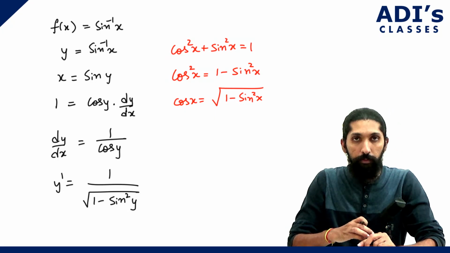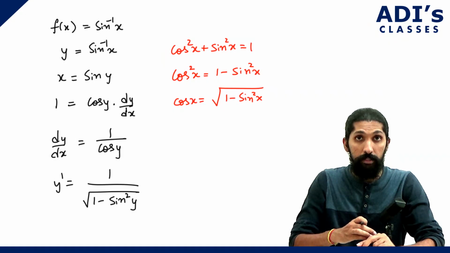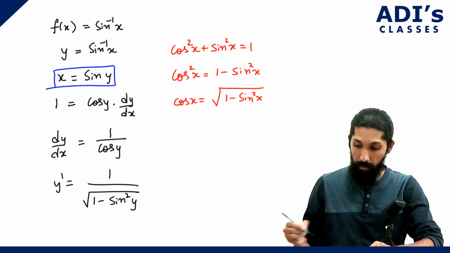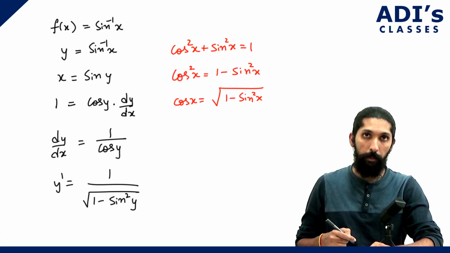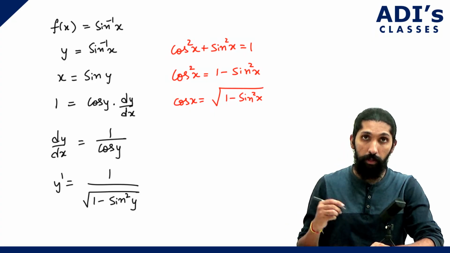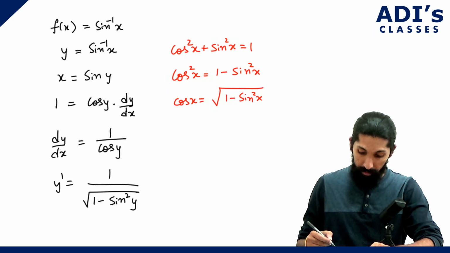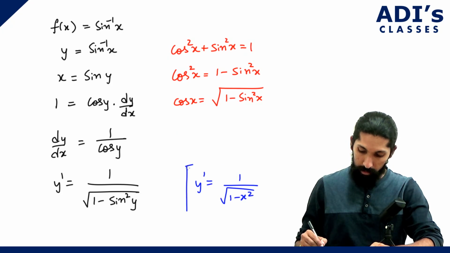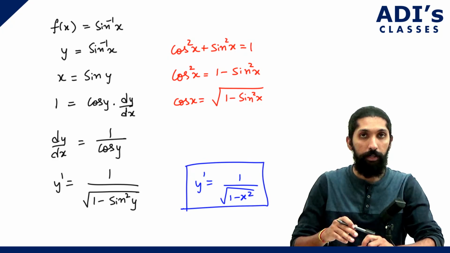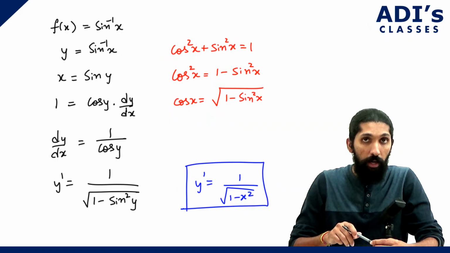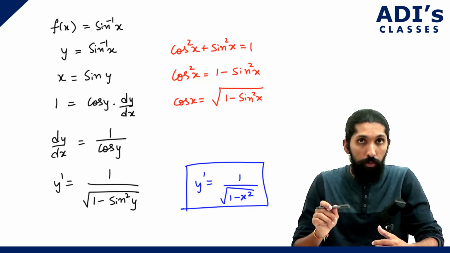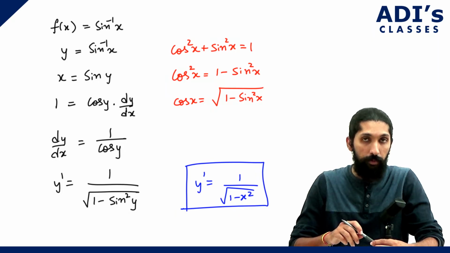Now, what is sine square y? Sine y, we know it is x, isn't it? We have already done it here. See this? Sine y is equal to x. Since we know x is equal to sine y, sine square y is going to become x square. That means at the end, we will get y dash is equal to 1 by root of 1 minus x square. This is going to be the value of the derivative. So, if you have f of x as sine inverse x, then f dash of x is 1 by root of 1 minus x square. Fair enough?